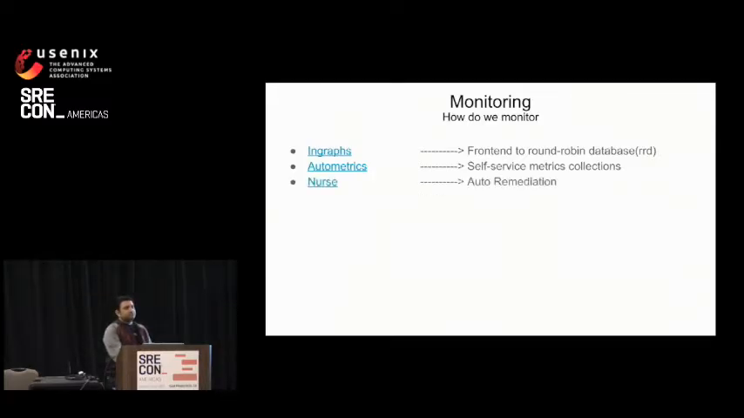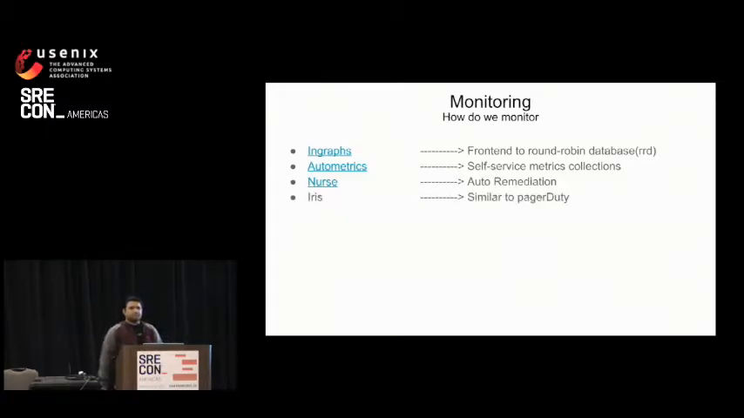Then we have Nurse, which is also a monitoring system that detects a cause and describes a way for remediation, then executes against it. One example: let's say a process dies. We want that, when a process dies, it is automatically restarted. We can also tune it, so if this happens multiple times, then we want to alert. You can define all of that in Nurse.